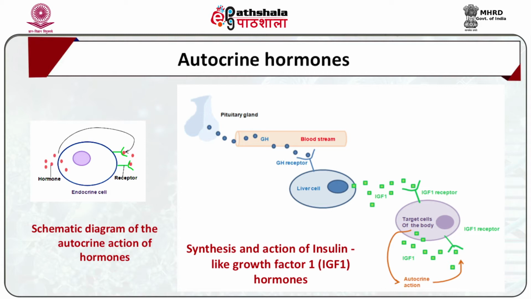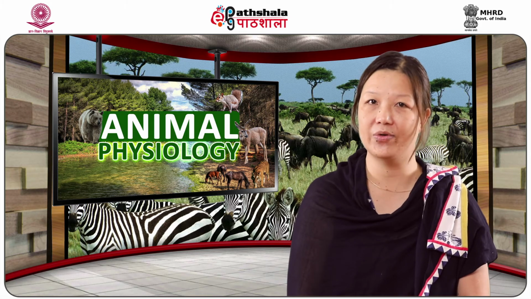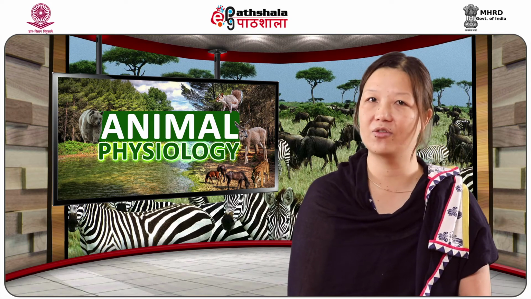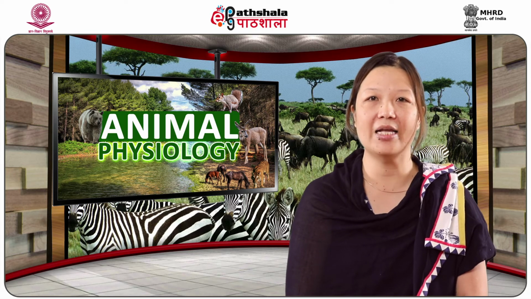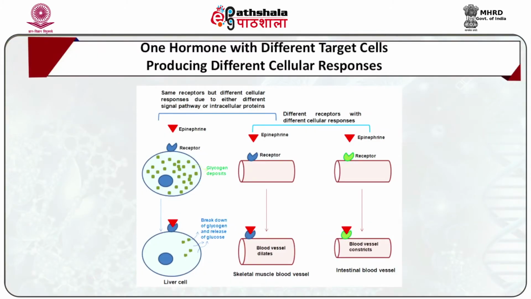Here is a diagrammatic representation of the synthesis and action of insulin-like growth factor 1 hormones. Growth hormone produced in the anterior lobe of the pituitary gland reaches all parts of the body through the bloodstream and binds to cells with growth hormone receptors. In the given diagram, the growth hormone binds to growth hormone receptors in the liver cells and stimulates the production of insulin-like growth factor 1 hormone.